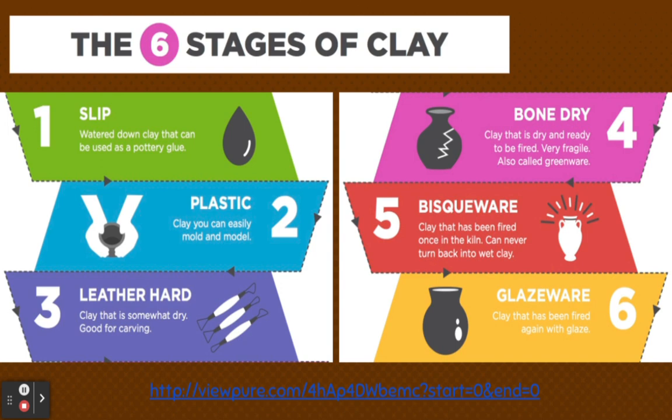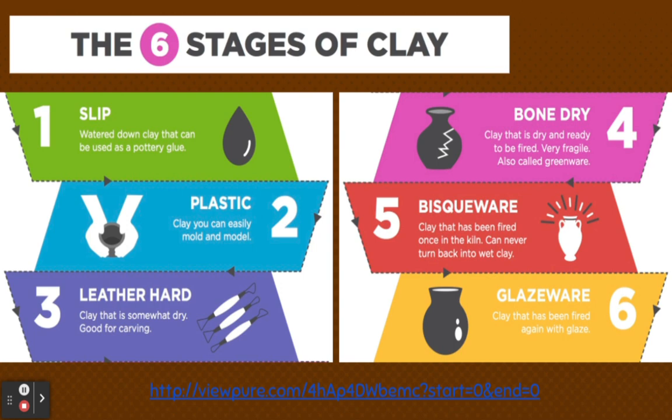Stage 5 is bisqueware. Okay. Bisqueware is clay that has been fired once in the kiln and can never be turned back into wet clay. So the term fire you could equate to cook. I'm going to cook it in, we could say the oven, but the oven is called a kiln. So I'm going to fire it in the kiln is the technical term, or you could think of it as I'm going to cook it in the oven.